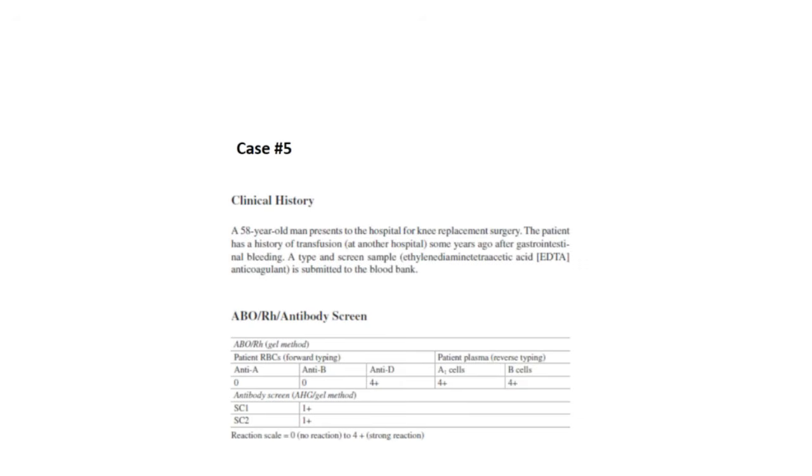All right, our final case for this presentation is case number 5. So this is a 58-year-old man who presents to the hospital for knee replacement surgery. The patient has a history of transfusion at another hospital some years ago after gastrointestinal bleeding. A type and screen sample is submitted to the blood bank. So what is our relevant history here?